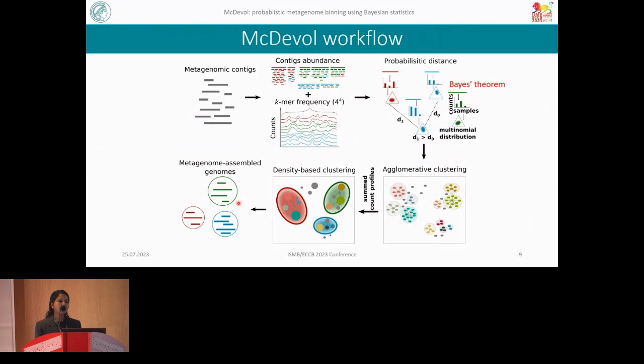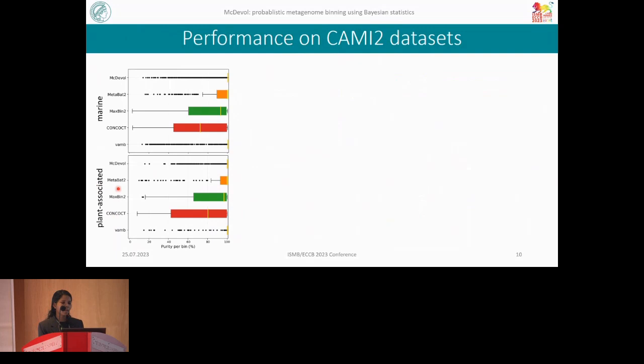Shown here is McDevol performance on CAMI2 datasets, marine and plant-associated. The box plot represents purity per bin in percentage. The vertical yellow line indicates average purity. We see that McDevol achieves the highest performance in purity compared to MetaBat2, MaxBin2, and COMEBin. They are all famously used binners. We are also happy to see that McDevol achieves high purity as high as VAMB could achieve, which applies a neural network. Now I have to compare with SemiBin2 also.